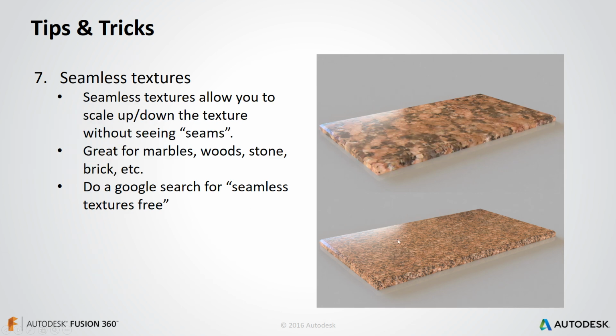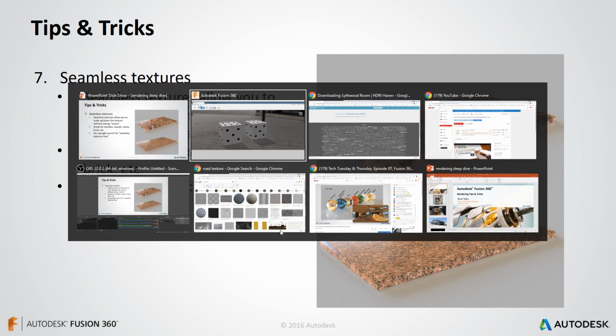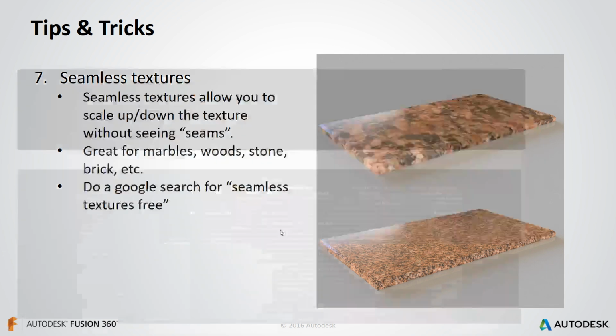So let me show you an example. This is the exact same object, exact same material, but I was able to scale it up or down because it's a seamless texture. You don't see those seams anymore.